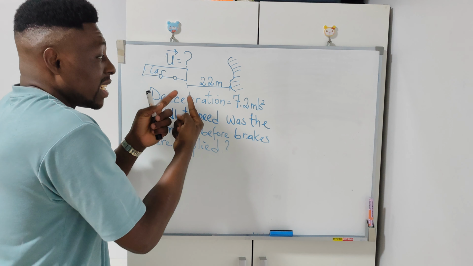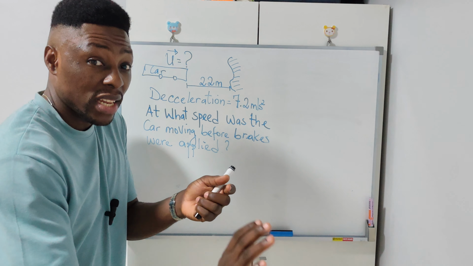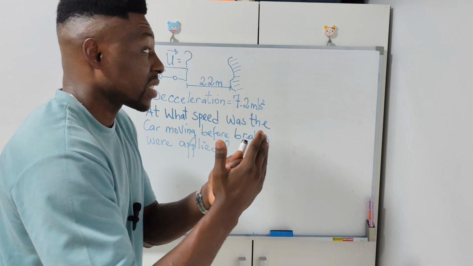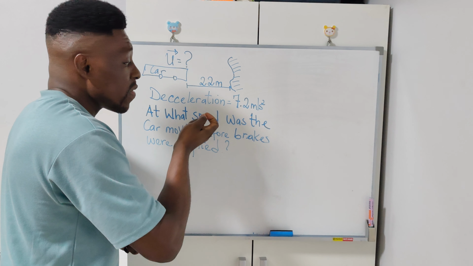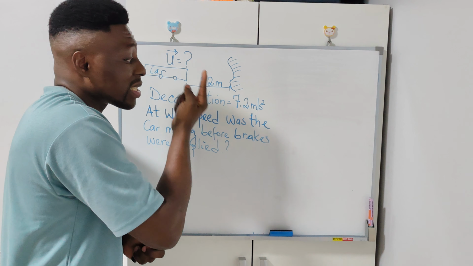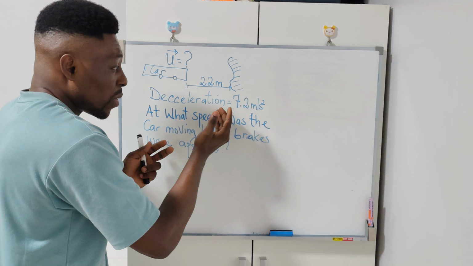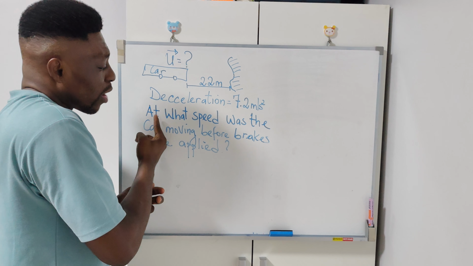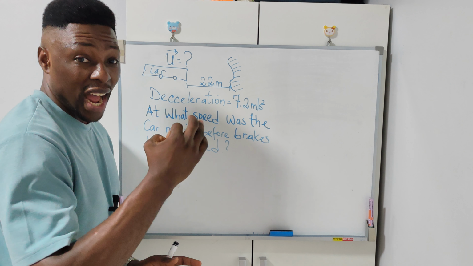In this question, a car has run into an obstacle, and upon investigation, the police found out that the braking distance, which means the distance from the time the car applied the brakes till when it hit the obstacle, was found to be 22 meters. And further investigation revealed that the deceleration was estimated at 7.2 meters per second squared.